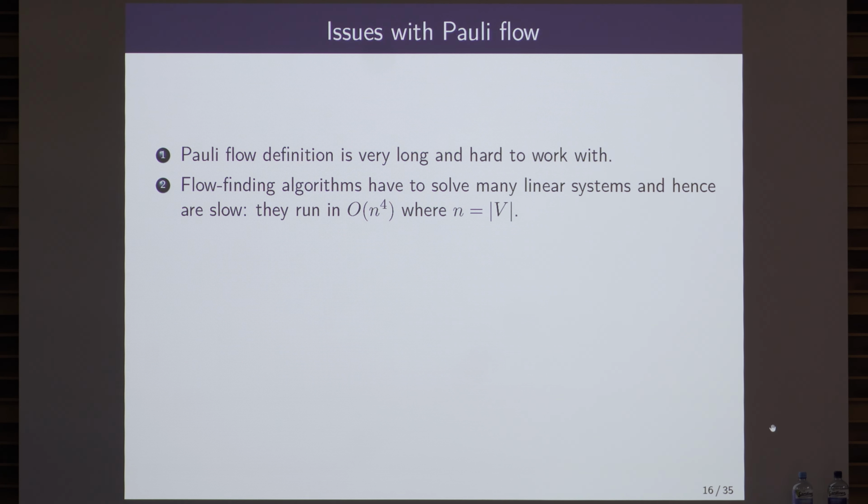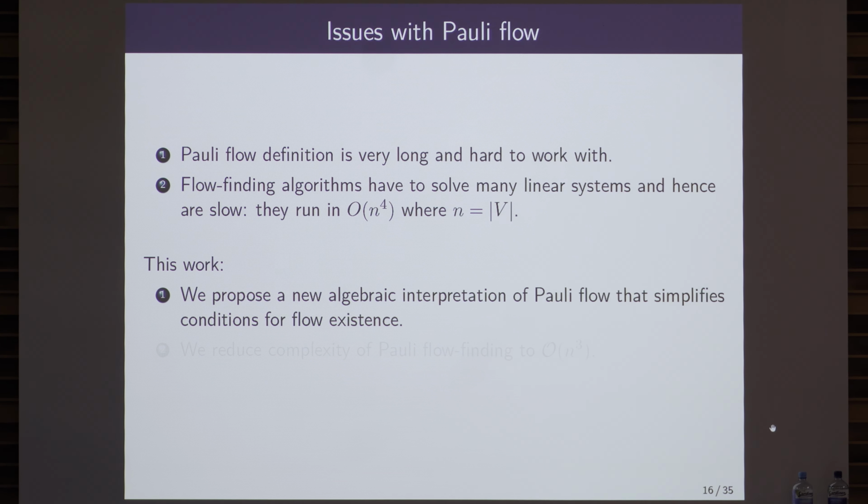Another problem with polyflow is that some of those applications that I told you about, like the T-count reduction, for example, they might have to find flow at some point. But flow finding algorithms, while they exist, so given a labeled open graph, tell me what is the polyflow, they may exist, but they are slow. Right? They are slow because they run in time n to the power 4, where n is the number of vertices. This is just a lot of operations. It's very computationally expensive.